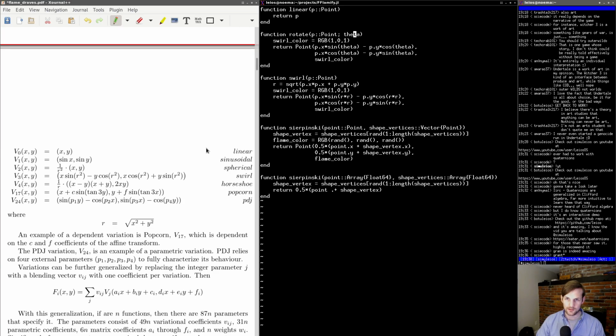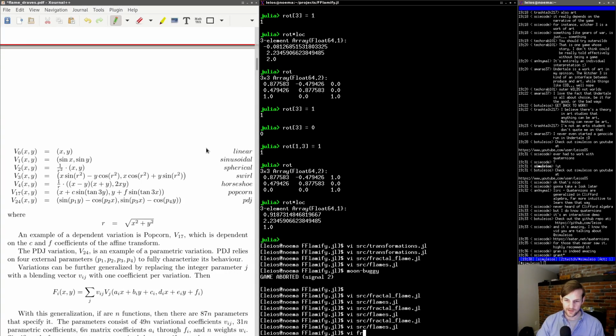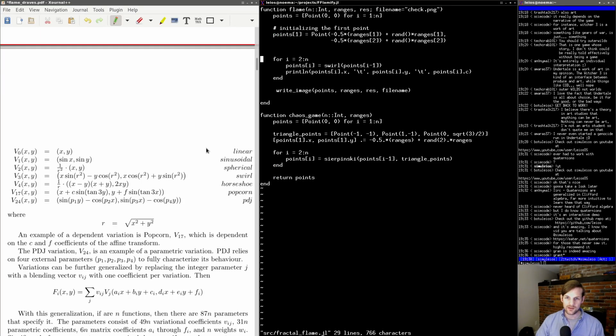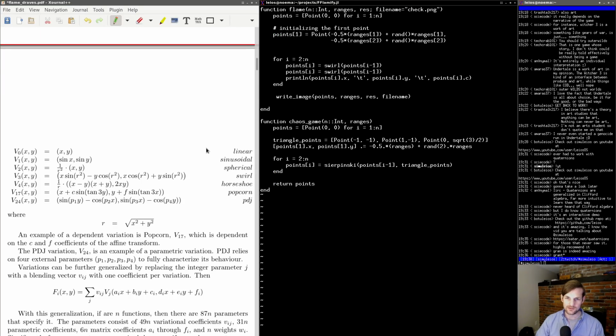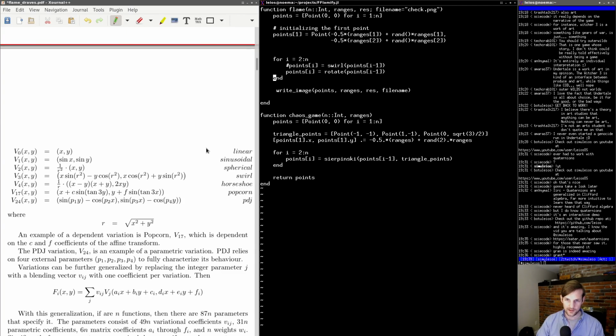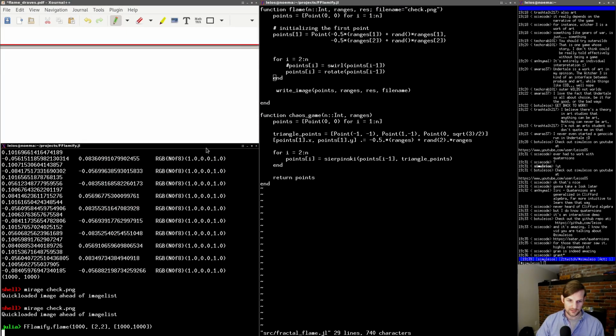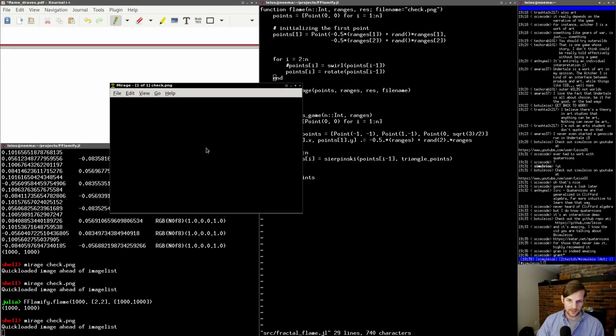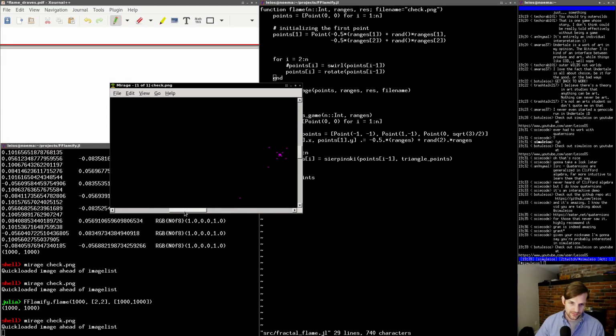Okay, one second. And here we're going to say theta is going to be equal to 0.5. I think this will create a circle. Let's just see what happens. So let's go into vi fractal flame, source fractal flame. And now in here, instead of swirl, we're going to yank and paste in here, comment that out, and we're going to say rotate, I think is what I called it. Okay, let's remove this print line, write this, go over here, and let's just run this. Okay, now we're going to take a look at Mirage, and that created a single point. Oh, no, it didn't. How is that happening?